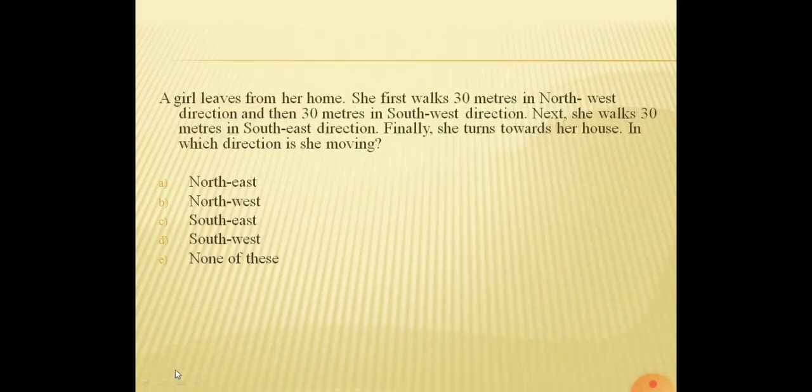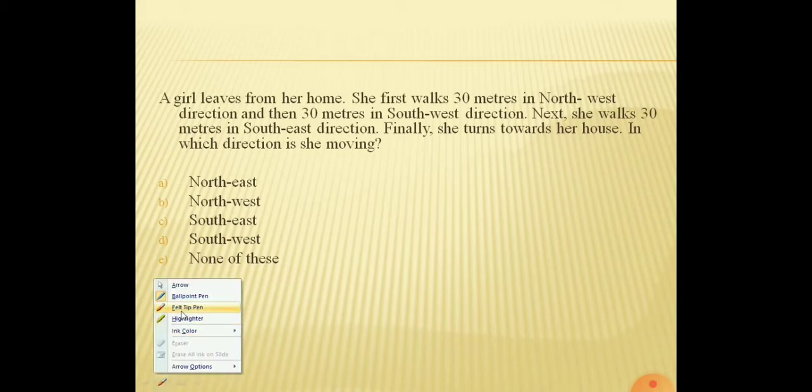Okay, let us go to the first question. A girl is walking from her home. She first walks 30 meters in the northwest direction and then 30 meters in the southwest direction. Next she walks 30 meters in the southeast direction. Finally she turns towards her house. In which direction is she moving?